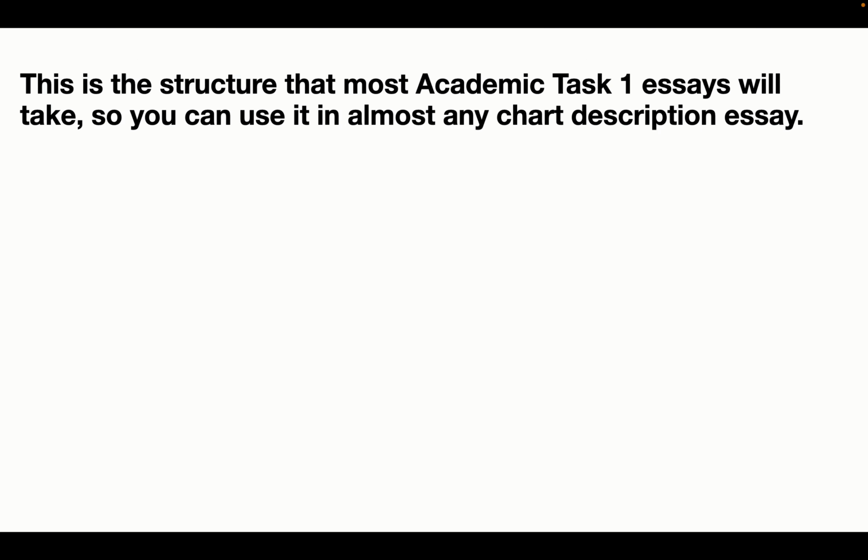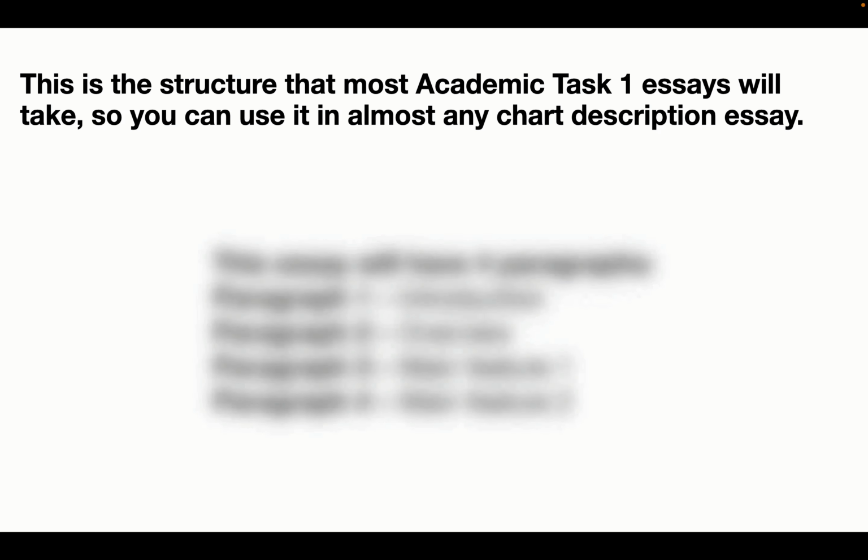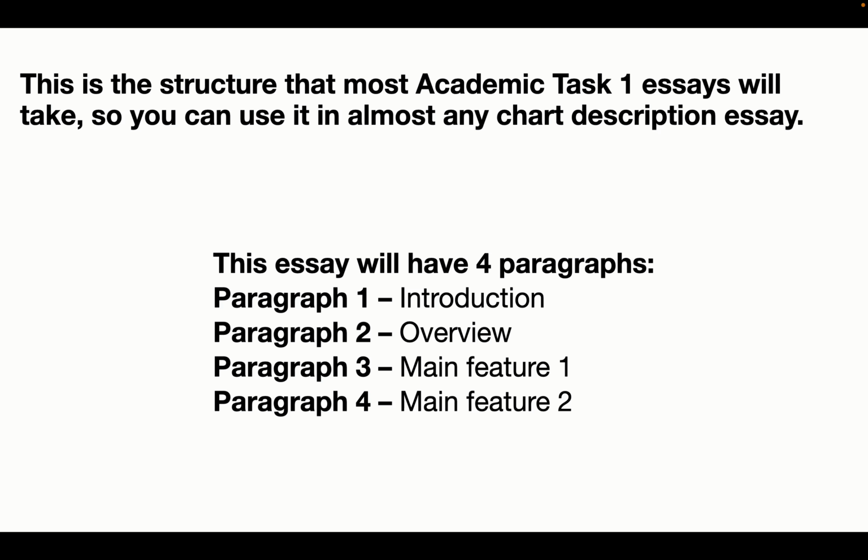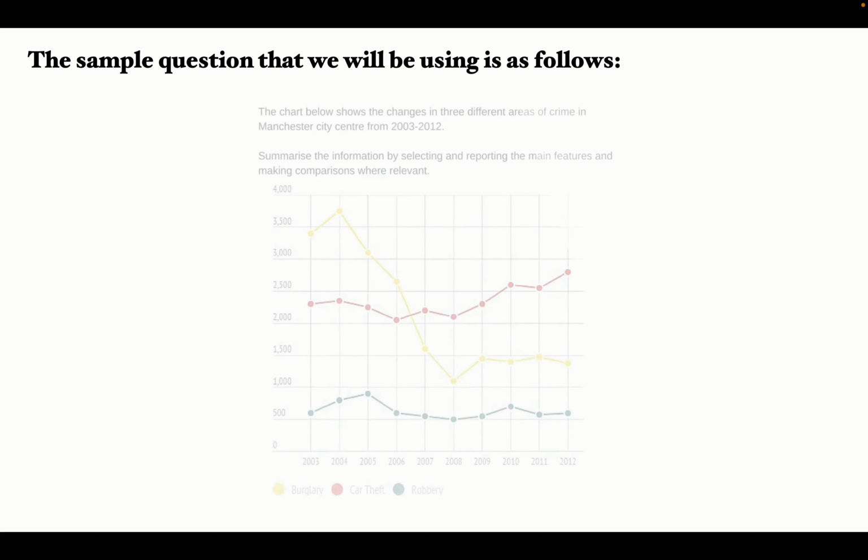So the structure I'm going to show you now is the structure for most chart description essays, to be honest with you. So if you learn this structure, you'll use it on almost every chart description essay. Paragraph 1, introduction. Paragraph 2, overview. Paragraph 3, main feature 1. Paragraph 4, main feature 2. That's it. Simple. So the question, let's look at the question.